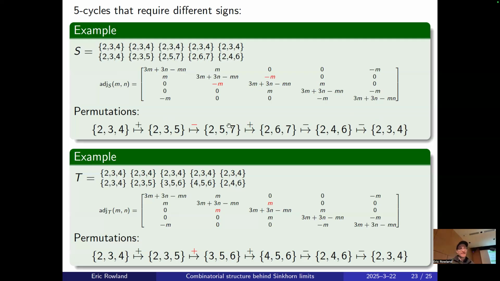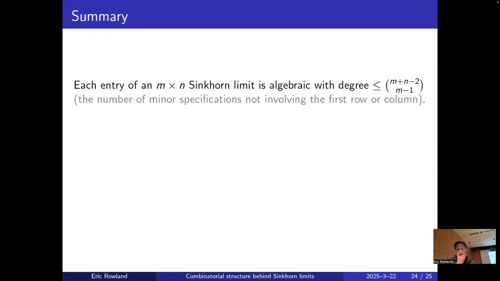I don't know what it meant, but anyway, thinking about permuting the rows and columns was enough to figure out this missing piece of combinatorics that determines the signs.